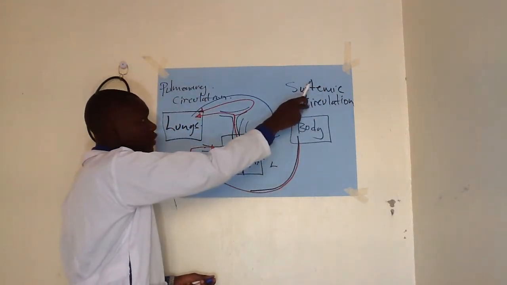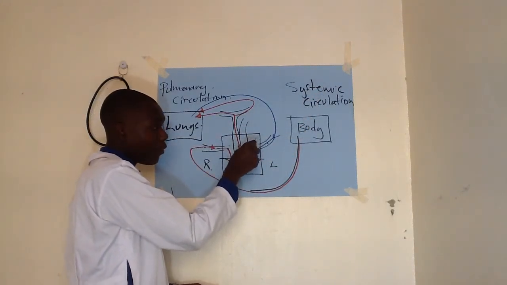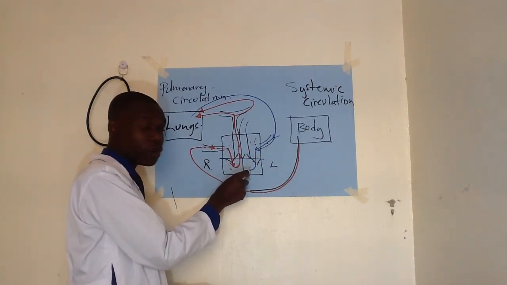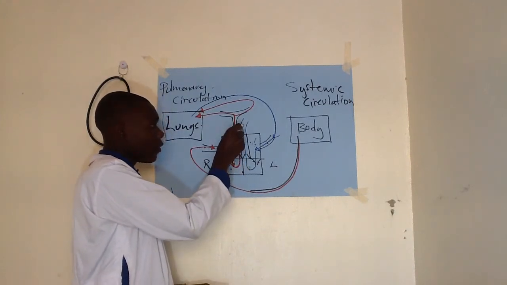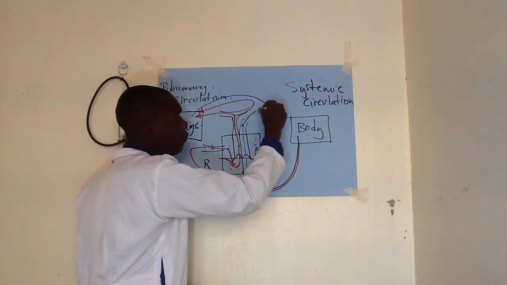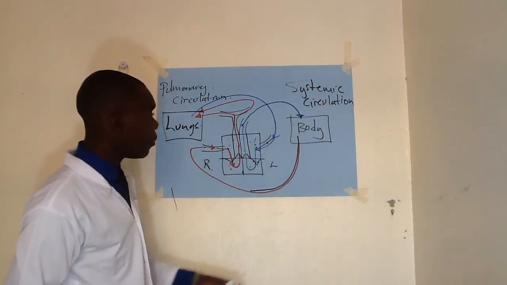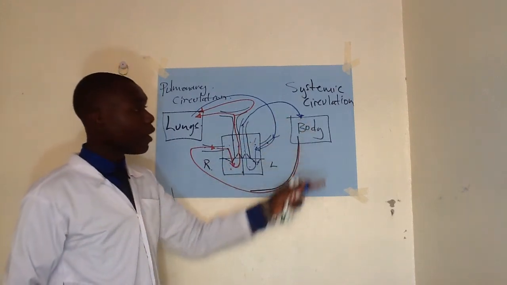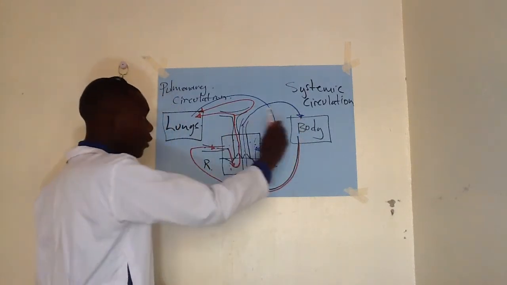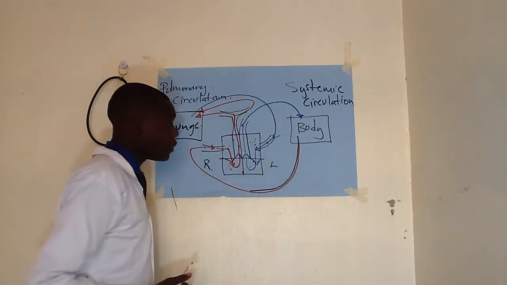So with the systemic circulation, we are going to have our oxygenated blood reaching the left atrium, moving to the left ventricle, going through the aorta, and moving to the body, where it is going to give out its oxygen. So when it reaches the body, then it returns again. So the cycle continues. The cycle keeps on repeating itself. It is a continuous cycle.